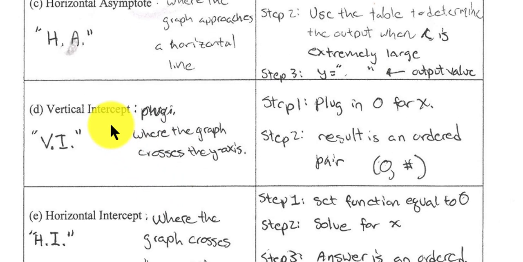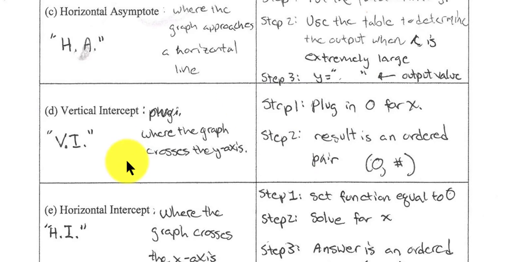Vertical intercept, well, that's simply sub in 0 for x and solve for y. And for the horizontal intercept, sub in 0 for y, solve for x.